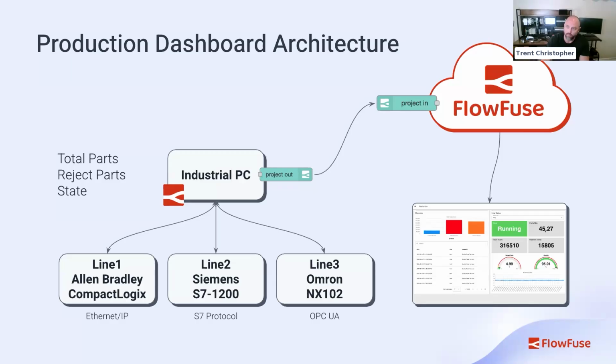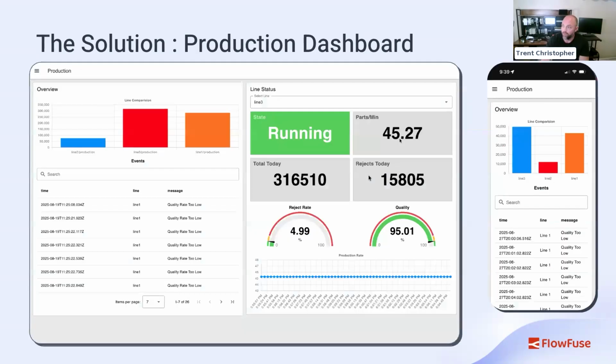As you can see in the bottom, what we have is an Allen Bradley CompactLogix. We have a Siemens S7-1200. We have an Omron NX102. They will be connecting using various commonly known protocols. We have EtherNet/IP, we have Siemens S7 protocol, and OPC UA for these devices. All of the devices will have total parts, reject parts, and state, and we will build the dashboard as you can see in the previous slide here.